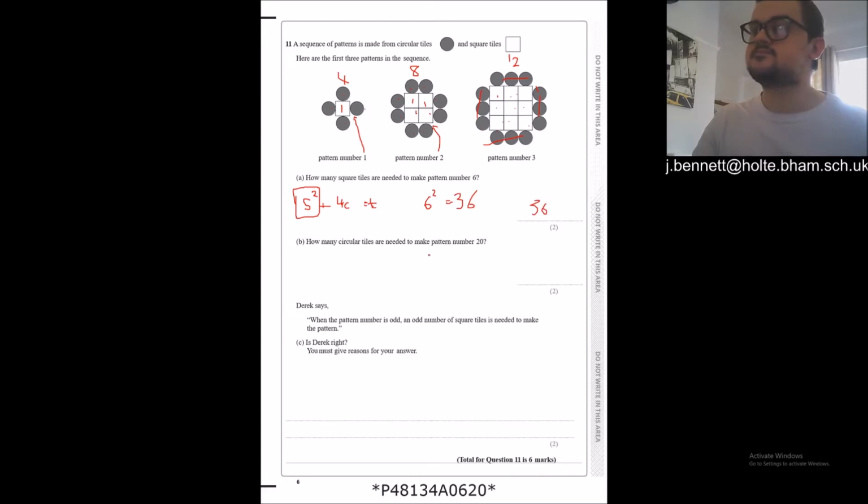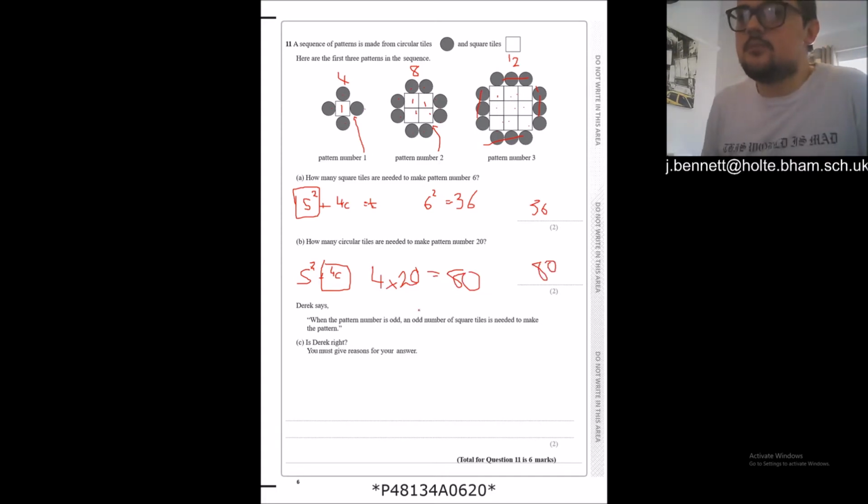How many circular tiles do we need to make pattern 20? So again, we can use our formula, but this time we're using this bit. 4 times 20 equals 80. So we can put 80 down here.